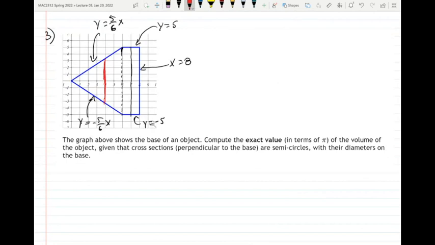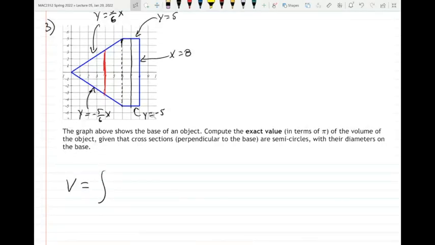Okay, so the volume that we're gonna do is gonna be split into 2 integrals. Everybody understand this? So our volume is gonna be the integral, let's see, from where to where? From 0 to 6, and then I'm gonna call this A1 of x dx, because that's gonna have one formula for the area, and then plus the integral from 6 to 8, and then I'm gonna say A2 of x dx. Okay.